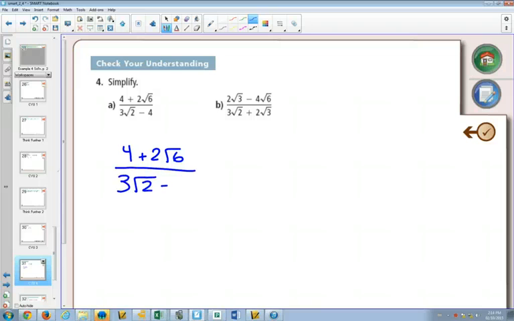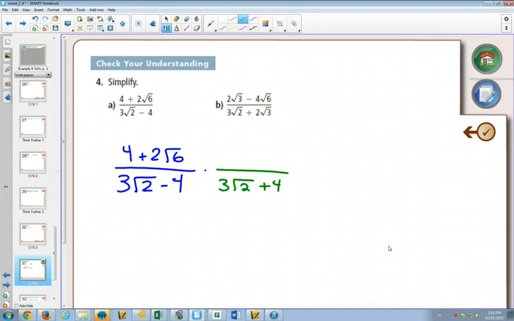So we have a square root on the bottom, and also on the bottom we notice we have more than one term. We have a binomial on the bottom. The only way to get rid of a square root on the bottom is to multiply by the conjugate. So the conjugate of 3 root 2 minus 4 will be 3 root 2 plus 4. Everything's the same except the sign in the middle.